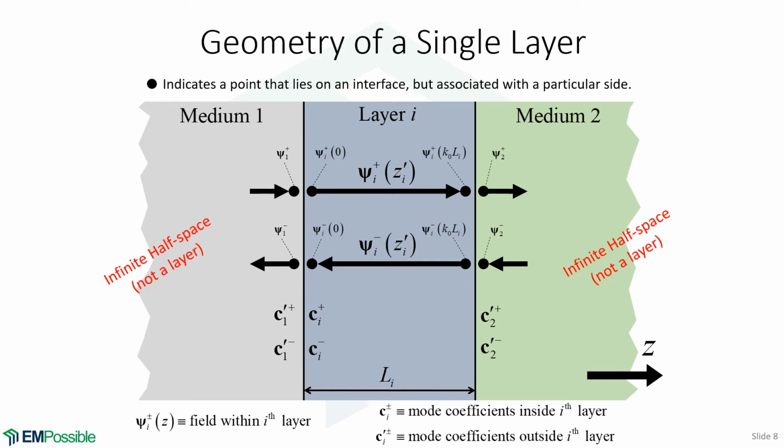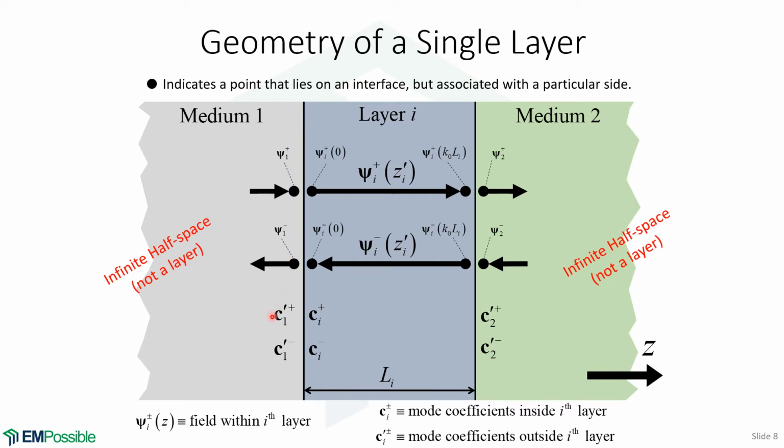Very quickly, in medium 1, just to the left of layer i, we have at this first point exactly psi 1 plus. We're not writing this as any kind of function of z because in the context here, we don't really care what happens or what it looks like moving away from the interface. So we really just have the fields immediately at the interface. And we have that for the forward wave and the backward wave.